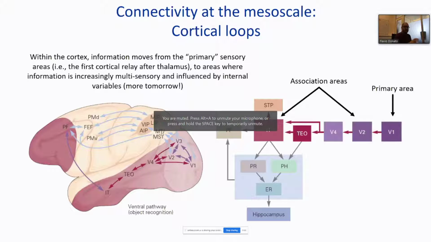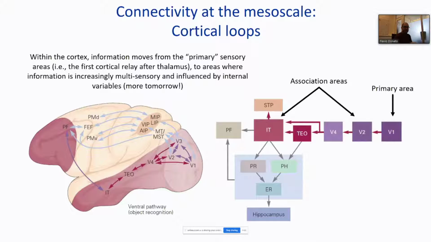It's not exclusively tuned to visual input, but it's predominantly dominated by that. But these areas, called secondary, fourth and tertiary areas, association areas, and so on, become more and more multisensory as we go forward, and are more and more influenced by internal variables that can be experience, the state of the animal, the goal that the animal wants to reach at that moment, attention, arousal, you name it. This is something that you're going to see tomorrow.